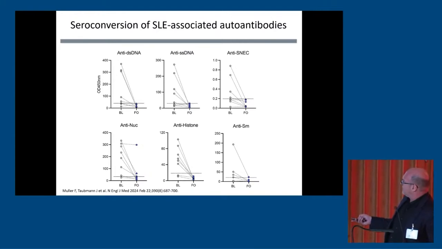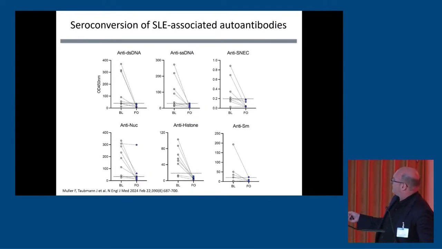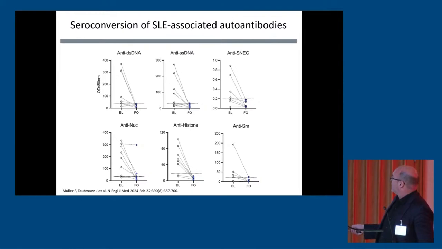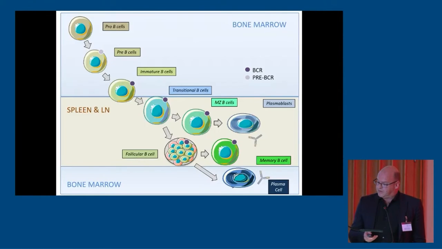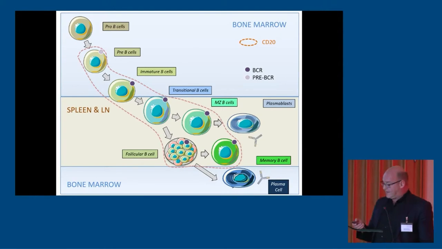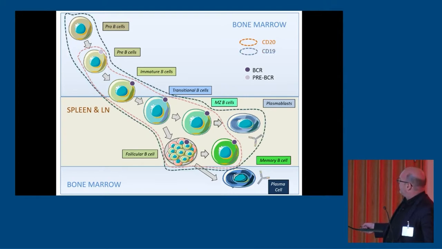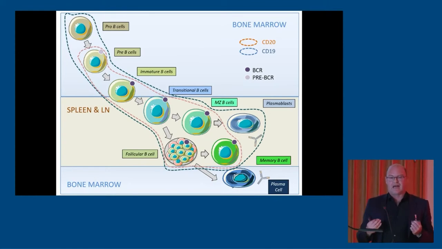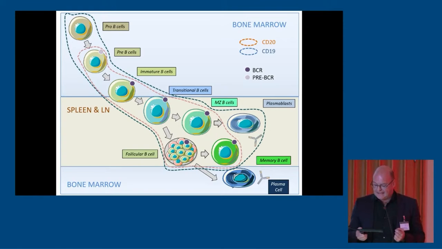As you see here, double-stranded DNA at the upper left, but also you can see that other antibody species like Sm antibodies, histone antibodies disappear after the treatment. So the second interesting aspect is that CD20, as you know, they do not tackle plasmablasts and plasma cells, but also CD19 is not tackling the plasma cell, but the plasmablast, which is probably good because the plasmablast seems to be the main autoantibody producing cell in this setting.